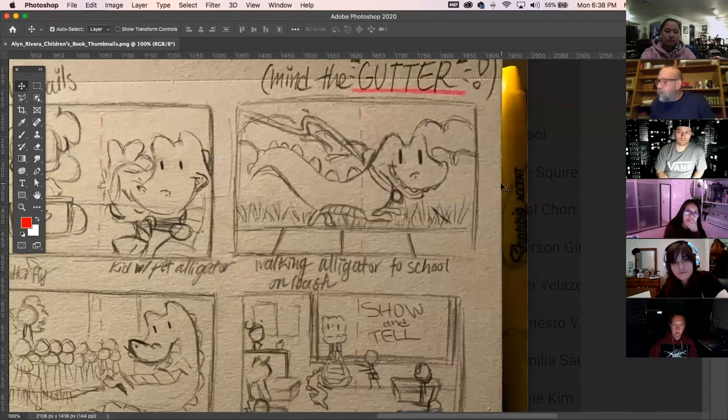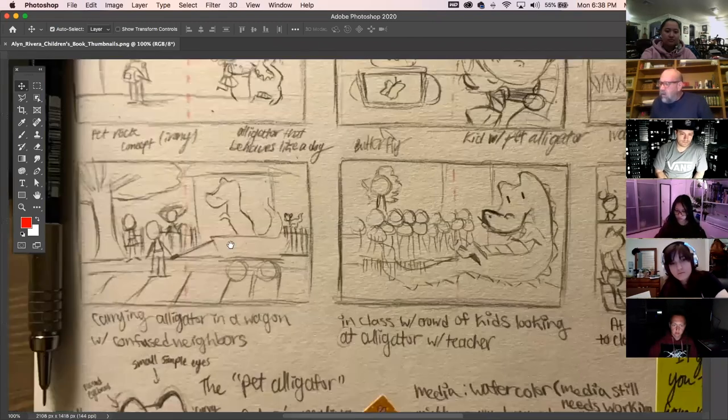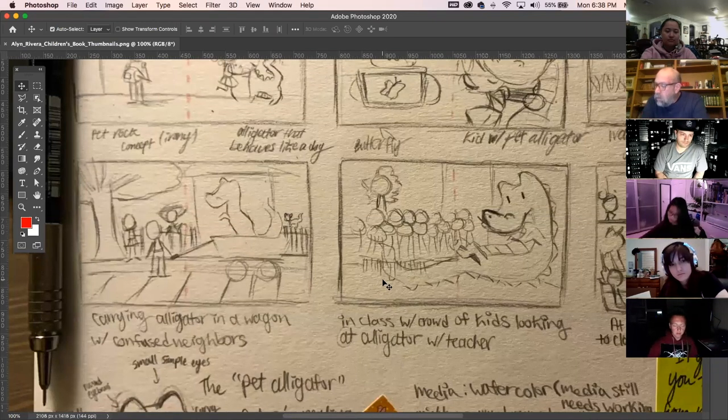Well, yeah. Okay. What's this one? Well, it's pretty much the alligator on a leash. Okay, that's fine. What's this one here? Oh, well, the kid is in a big wagon. He's pulling the alligator to school, and the neighbors are just there staring at both him and the alligator. Okay. That could work.